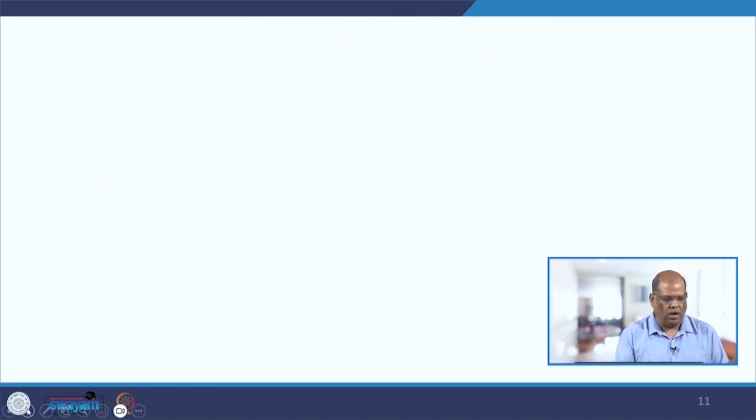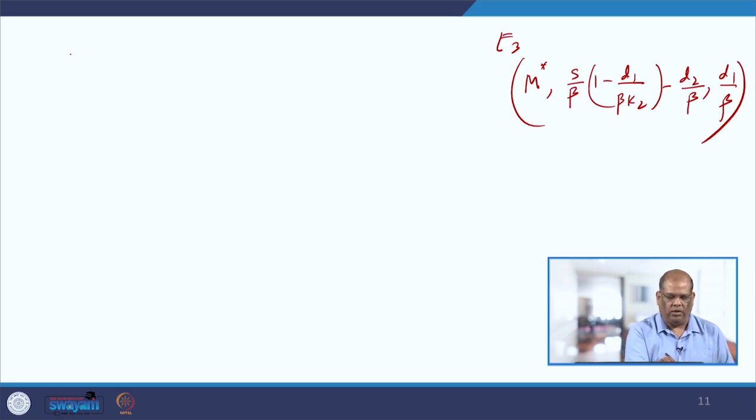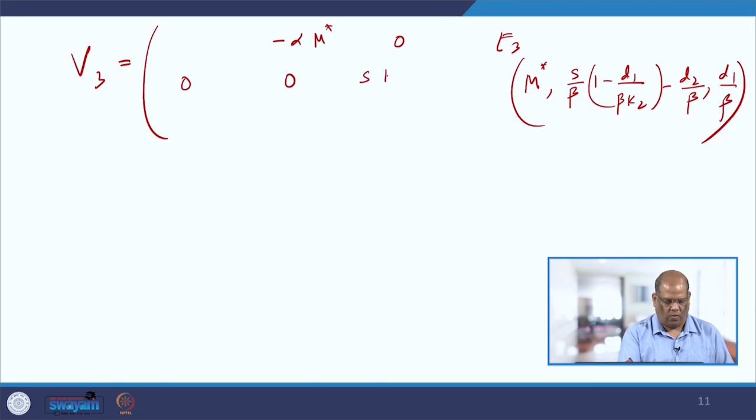And finally, the equilibrium point E3, which is of the form M star, S by beta 1 minus D1 by beta K2 minus D2 by beta, and D1 by beta. The Jacobian matrix V3 will be given by minus alpha M star, 0, 0, 0, S 1 minus D1 by beta K2 minus D2, 0, minus D1, minus SD1 by beta K2.